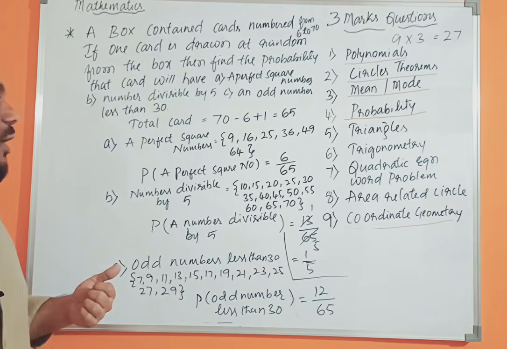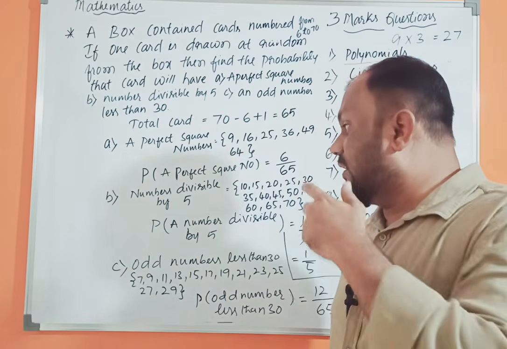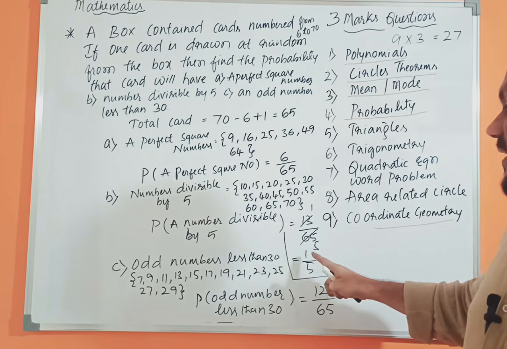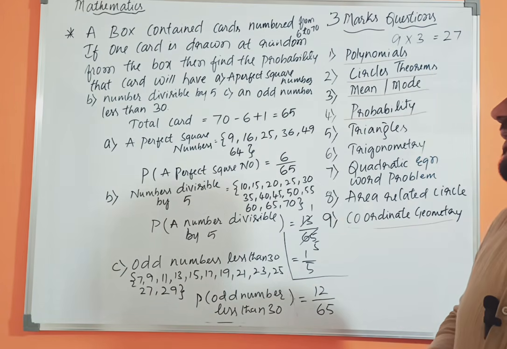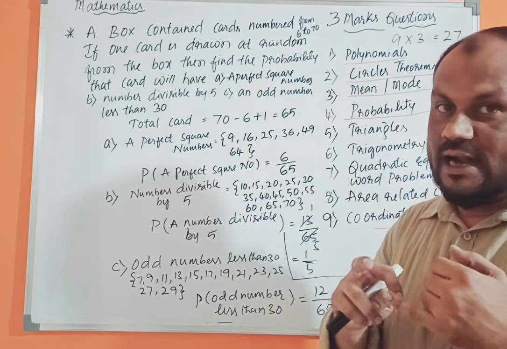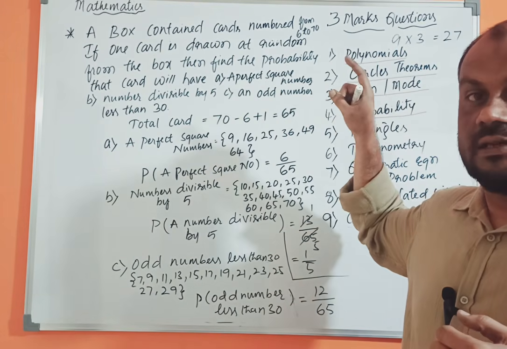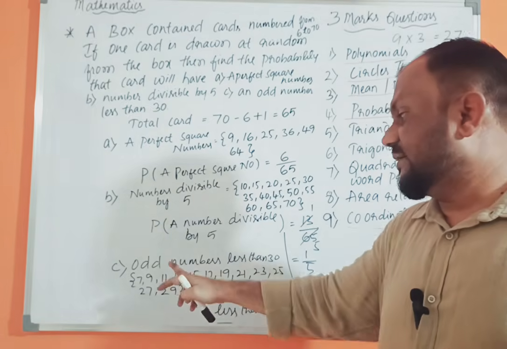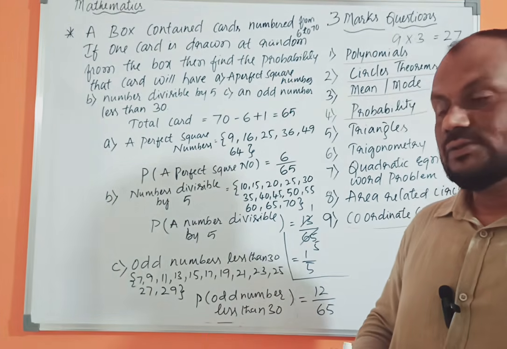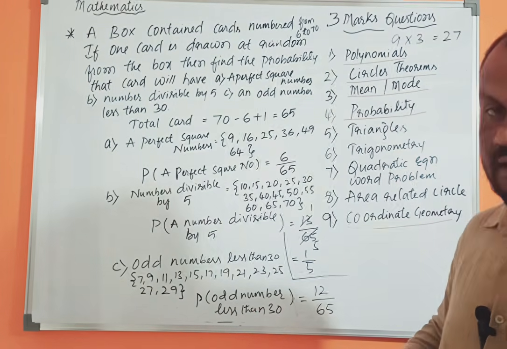And then they asked how many numbers are there which are divisible by 5. Then the probability of a number divisible by 5 is 13 by 65. If you simplify, the answer is 1 by 5. Then the last one, odd numbers less than 30. We have to start from 6 because the numbers are written on the cards from 6. So we start from 7. So 7 to 29, there are 12 odd number cards. So the probability of an odd number less than 30 is 12 by 65.